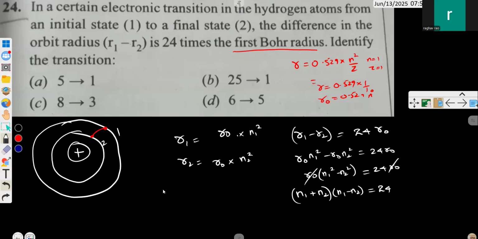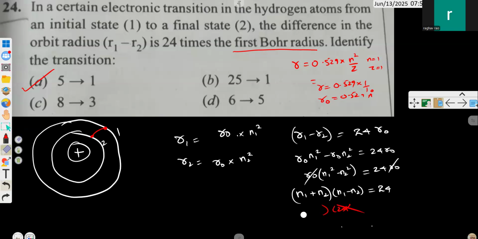Let us go with the first option, that is 5 to 1. So 5 plus 1 is 6, 5 minus 1 is 4. 6 into 4 is 24. Yes, this is correct. I think option 1 is correct. Let us check with the second option, 25 to 1. So 25 plus 1 is 26, and 25 minus 1 is 24. Definitely this is not the answer. So the second option is not the answer.